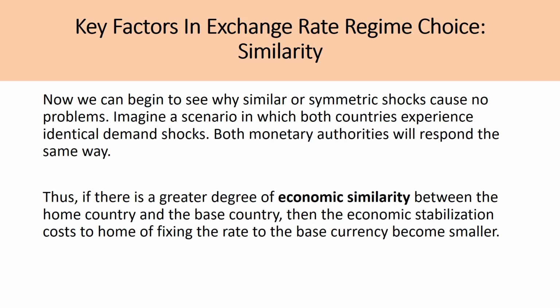Now, another important thing is similarity. So now we begin to see why similar or symmetric shocks cause no problems when there are similar shocks in both economies. So say, for example, instead of accommodating half a country, Germany experienced a demand shock because they were depending on some export demand from another country, and Britain was depending on the same export demand. They would react in the same way, and therefore they could change their monetary policy in the same way and not really risk that fixed exchange rate regime.